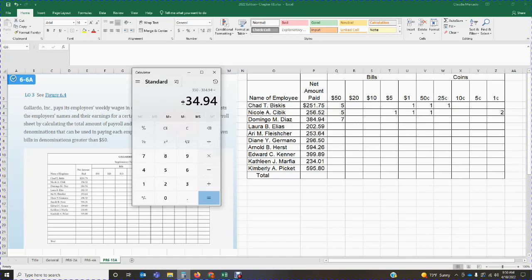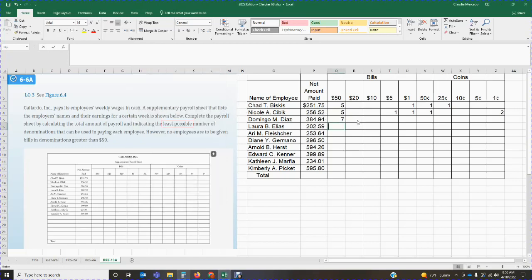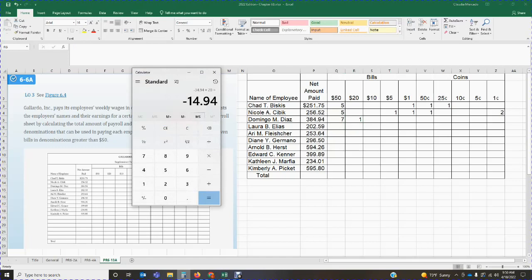I still need to pay my employee $34.94. Well, what's my next bill? My next bill is a $20 bill. Can I give them one $20 bill? Yes. Can I give them 2 $20 bills? No. So that means I need to give them one $20 bill. So I'm going to add $20, and that's still going to leave me with $14.94.